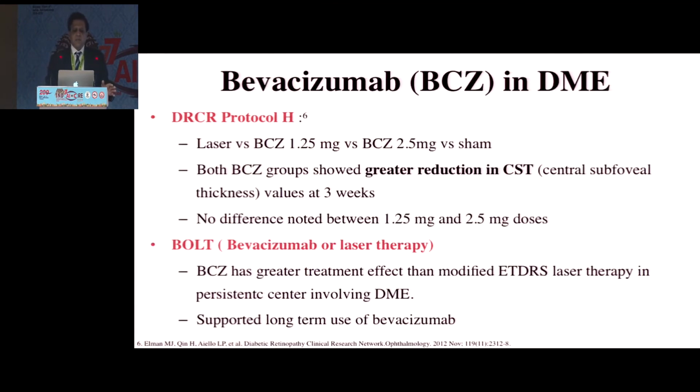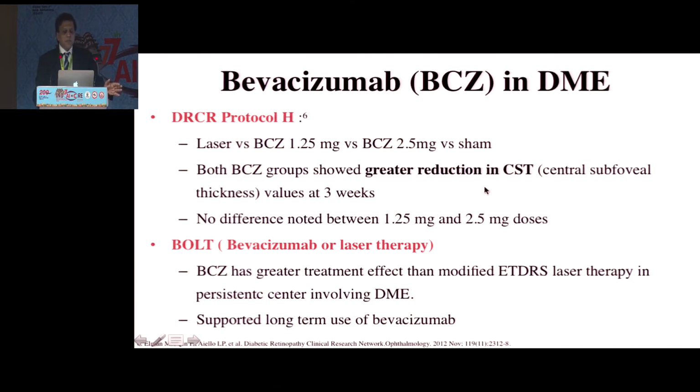Bevacizumab also is very effective. It's an off-label drug, but still one of the trials was done by drcr.net, Protocol H. They found a greater reduction in central subfoveal thickness at 3 weeks, and no difference between 1 and 2.5. So it was good that the 2.5 was not recommended, because this drug can cause stroke. I told you it's a large molecule. In the morning also, this is a very large molecule. 20 days is its half-life in the bloodstream. So though it's an economical drug, it can be easily used.